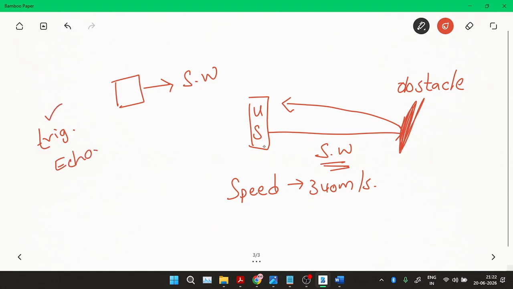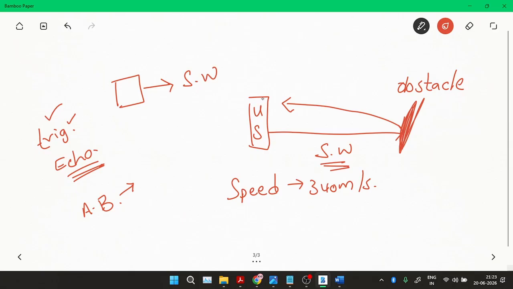Trigger is the starting of the sound wave, the leaving of the sound wave from the ultrasonic sensor. Echo is the receiving of the reflected sound wave. Now I will start a timer in the Arduino board immediately after triggering the sound wave, and I will keep track of that timer until I receive an echo on the ultrasonic sensor.